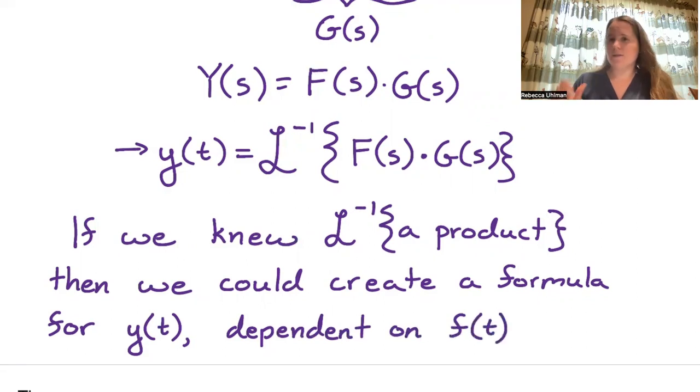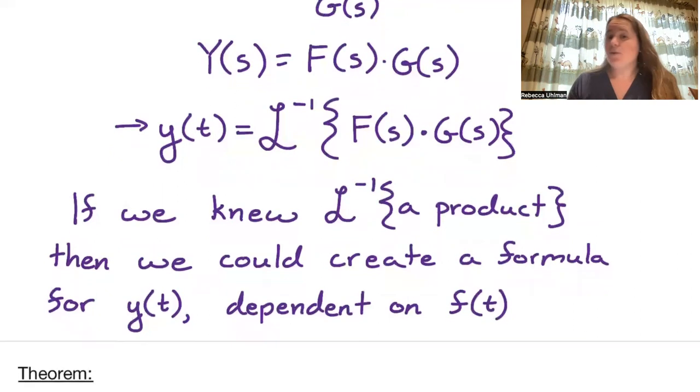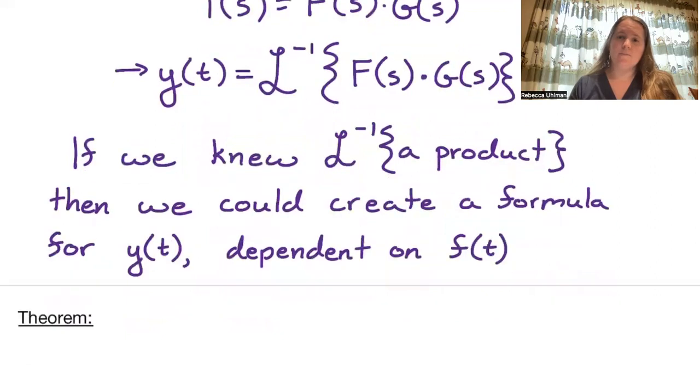So if we have the same homogeneous equation, but our f of t can be various different things, we change the external force, we can just create a formula so we don't have to solve our IVP over and over and over again. So this is kind of a motivation for why we want to know the inverse Laplace transform of a product.